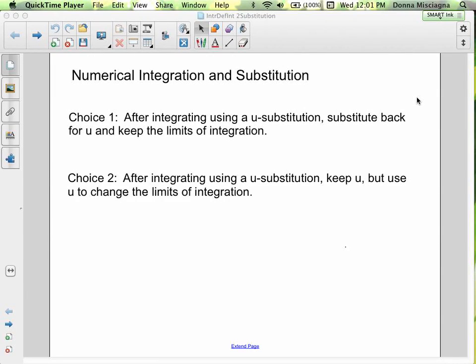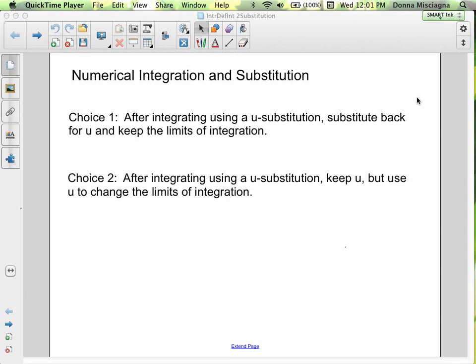All right, so numerical integration and substitution. We have two choices when it's numerical integration and we need to use substitution. Choice number one, after integrating using a u substitution, you just substitute back for u and you keep the limits of integration, and then you just proceed as usual.